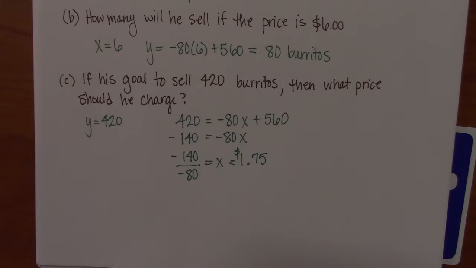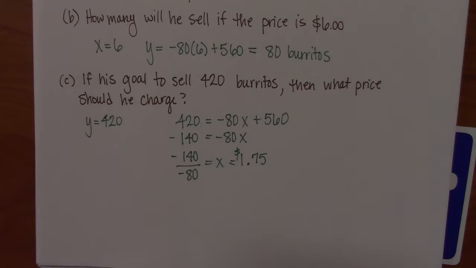So notice what's happening as we keep reducing the price, right? We're selling more and more burritos, but we're already down to only $1.75. So eventually there is a floor, right? You can't sell the burritos for negative money, right? Then you would be giving people money to take your burritos, right? There's a zero point. So this is an example.